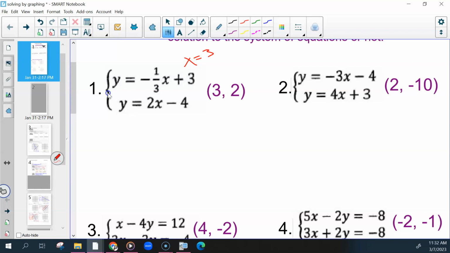And then solve it, see what that is. So we're going to do the same thing with this point, except we have to put it in both of these, because in order for a solution to work, it has to work for both, otherwise it's not the right solution. So we're going to put both 3 and 2 into this. So 2 equals negative 1/3 times 3 plus 3.